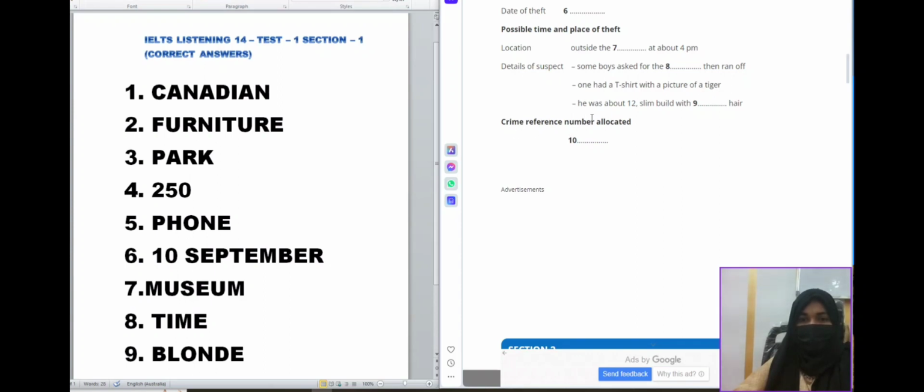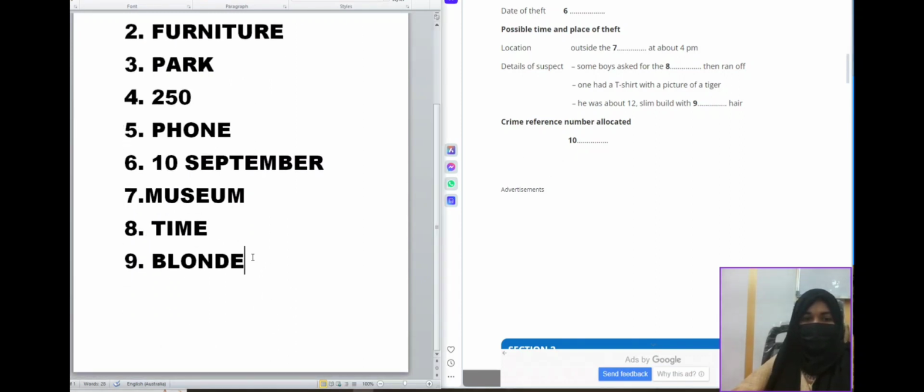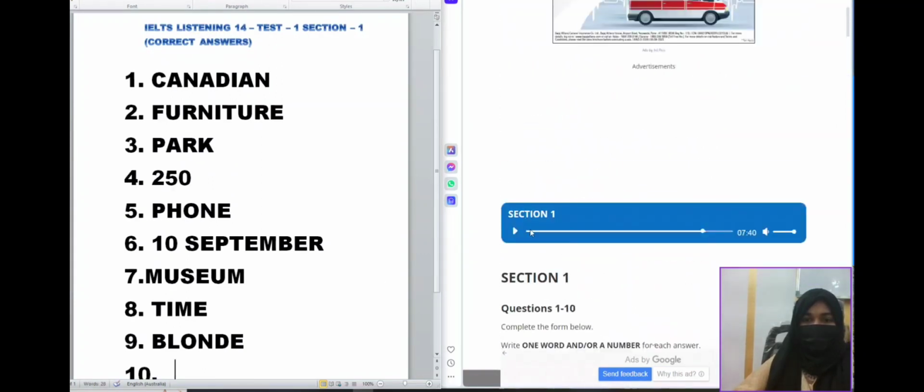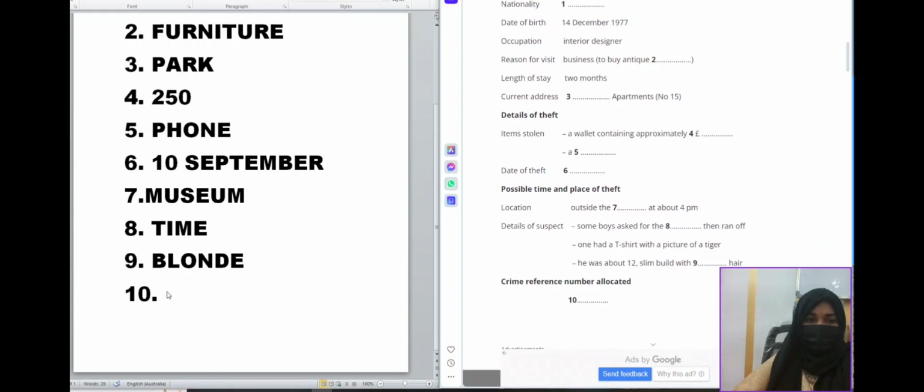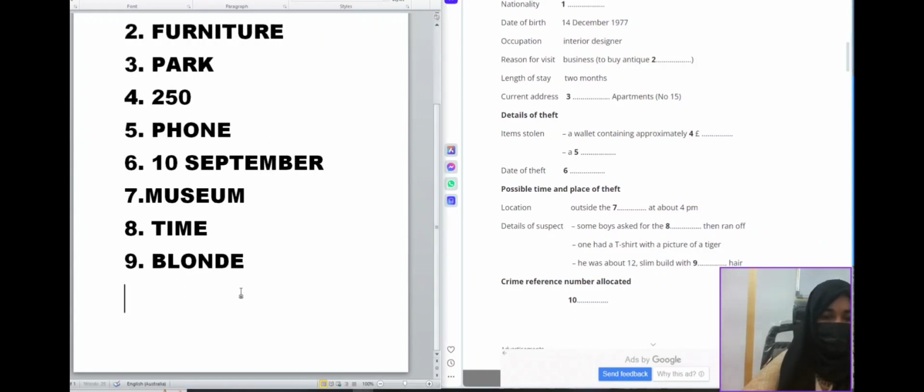Okay, crime reference number. Here he might give a phone number, so be ready for it. I'll type it here only. Reference number so you can contact your insurance company. So this is 10 digits.